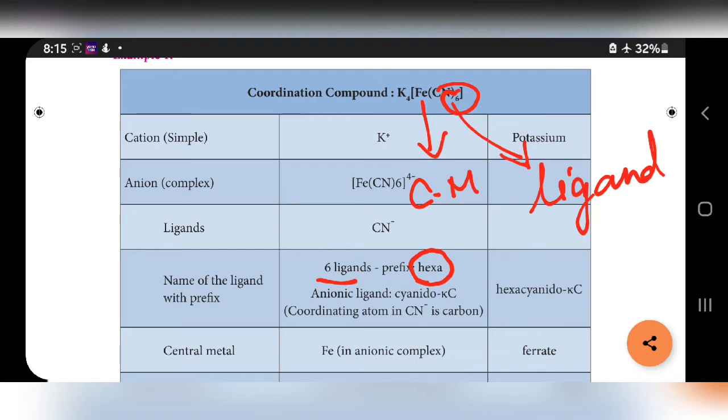Cyanide is a ligand, that is an anionic ligand. So generally ligands are classified into 3: positive ligand, negative ligand, neutral ligand. For a negative ligand, that is for an anionic ligand, the ligand name must end with O. So the cyanide name is cyanido. Cyanido means it contains CN. So carbon can donate electron and nitrogen can also donate electron. So this is called an ambidentate ligand.